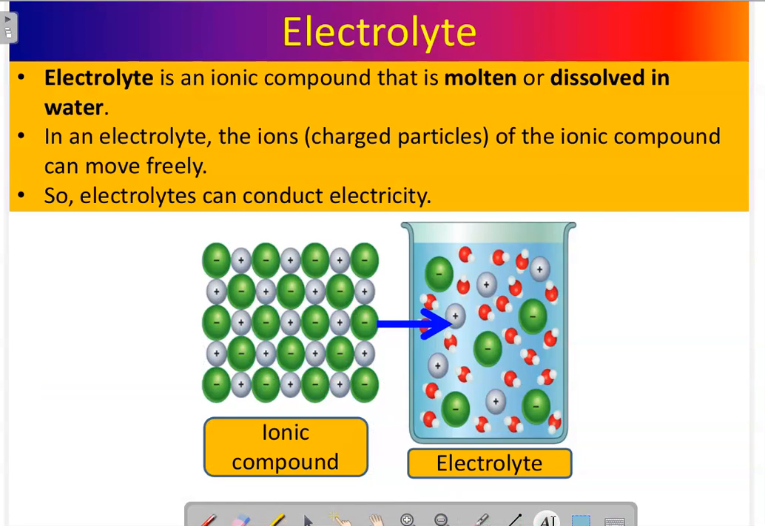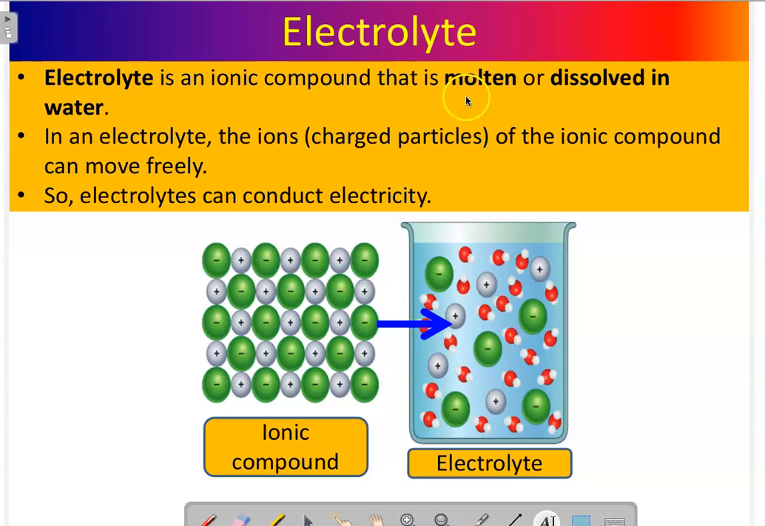Now, what is an electrolyte? Remember that an ionic compound contains ions, positive and negative ions being held together electrostatically. When we dissolve an ionic compound in water, the ions are free to move. So an electrolyte is an ionic compound that is molten or dissolves in water. In simple terms, an electrolyte is an ionic compound that is molten or dissolves in water. Molten or melt means it's melted.